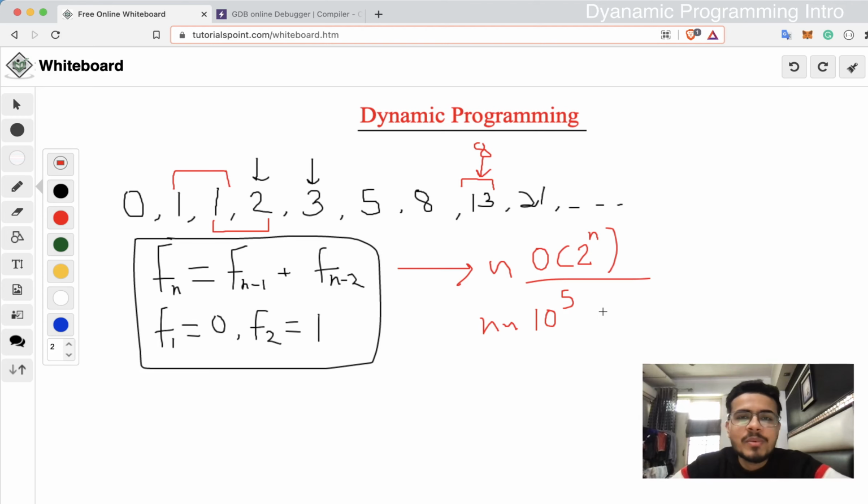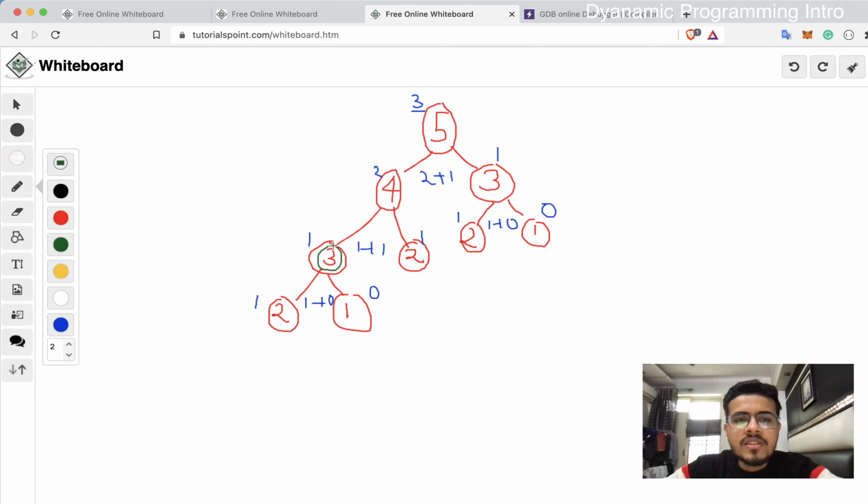You can take a look at the problem that in order to find the Fibonacci number of 5, I calculated the Fibonacci number 3 two times. Can you see over here? First time I calculated it over here, and the other time I calculated over here. I know that the Fibonacci number of 3 would be 1.